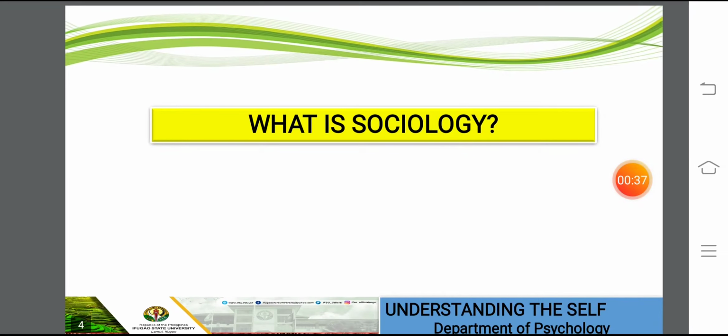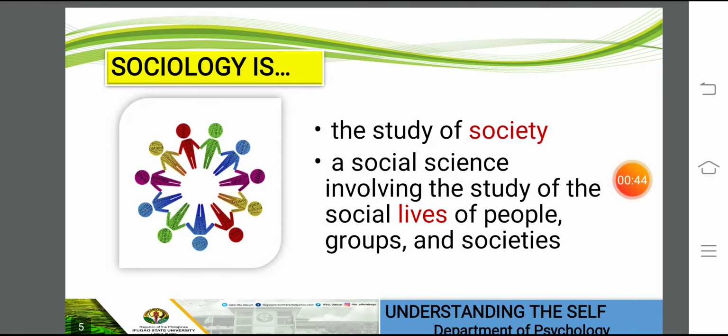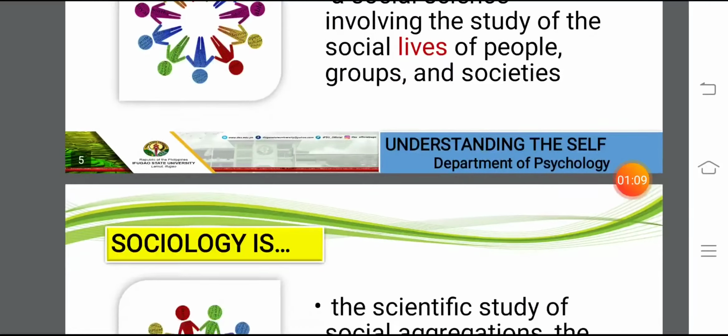So what is sociology? If philosophy is the love for wisdom, then what is this sociology? This is the study of the society, a social science involving the study of the social lives of people, groups, and societies. When we say society, there are different levels, the macro and micro systems in our society, like the family, the barangay, the church, the school, the whole Ifsu, the whole Kiangan, the whole Ifugao. That is an example of society.